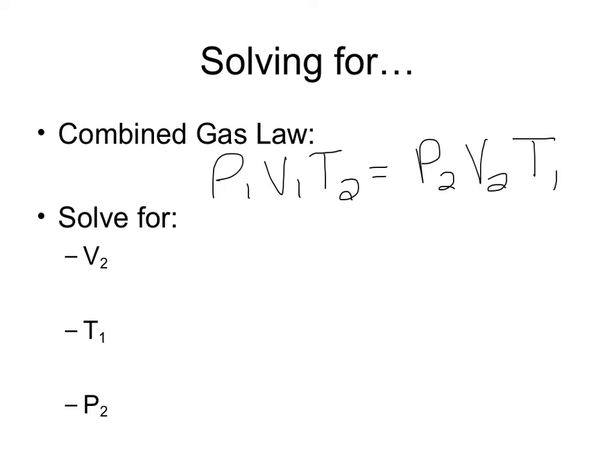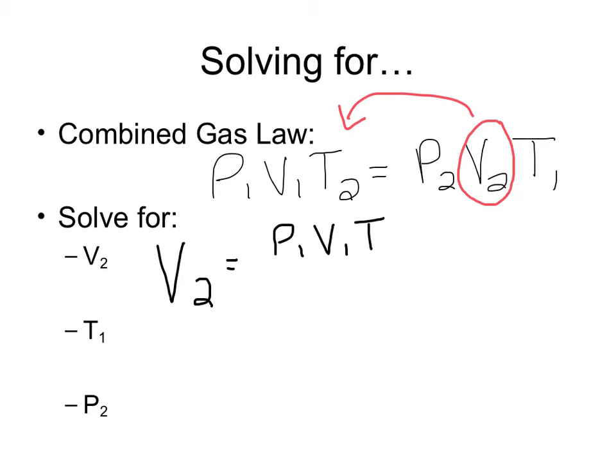for your unknown. And here's my strategy for solving for an unknown. If you want to solve for V2, circle the variable you're solving for, and then take everything opposite it and put it on the top. So P1V1, T2 goes on the top, and then you take everything that's with it, P2 and T1, and put them on the bottom. So when you solve it, make sure you do everything in parentheses, and you'll have your answer.